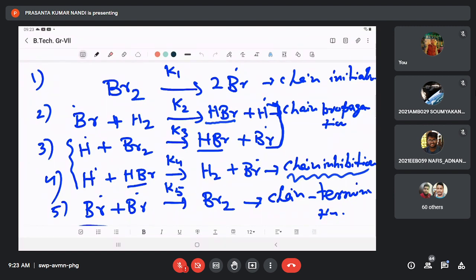So you clearly write this. This is very important. Sometimes in the midterm exam we ask what the steps are and to label them. If you can remember this, then you'll get those marks. So clearly you have to write all these steps and their names: chain initiation, followed by chain propagation, then chain inhibition, and then the chain termination step.